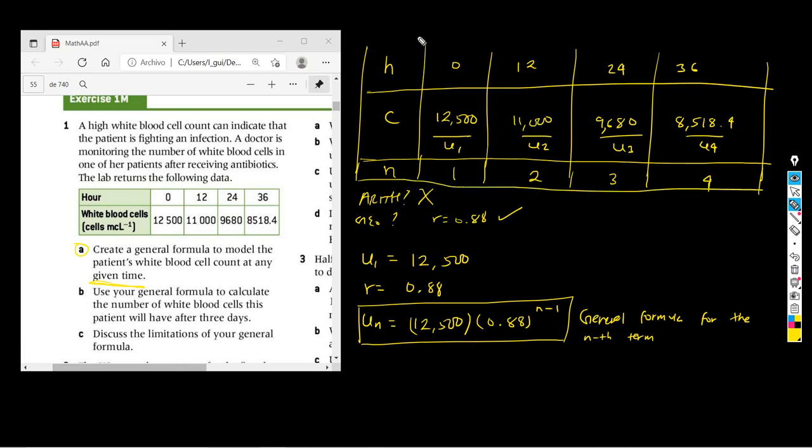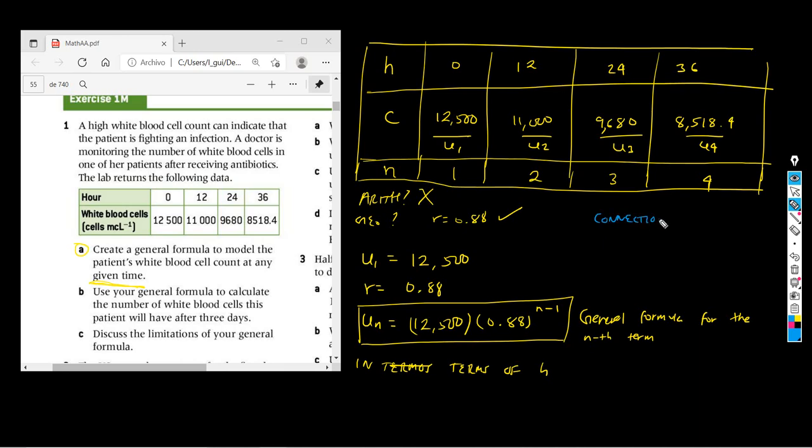Okay, so how do we transform this formula that is written in terms of n? How do I write it in terms of h, of the hours? What we do is this. You have to look for a connection. I'm going to write it here.